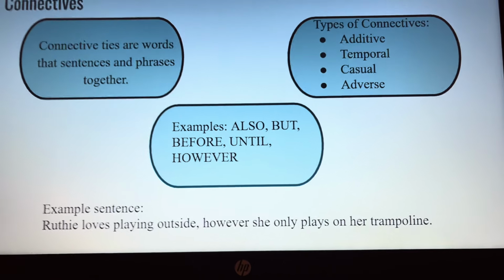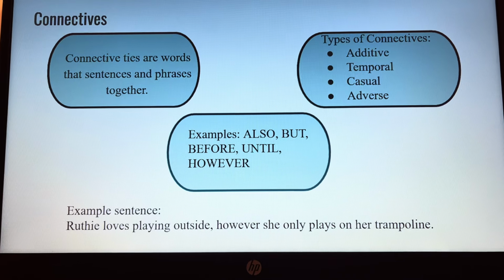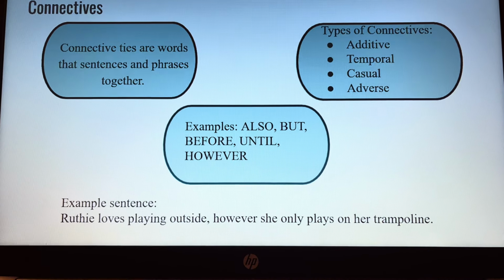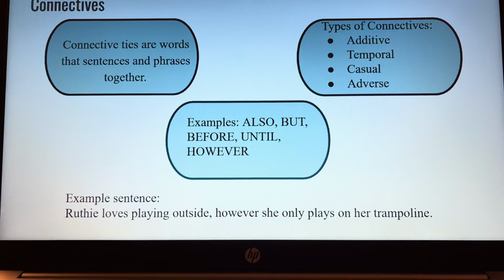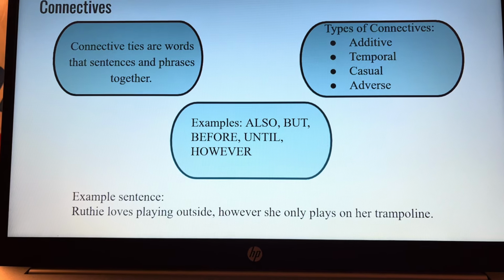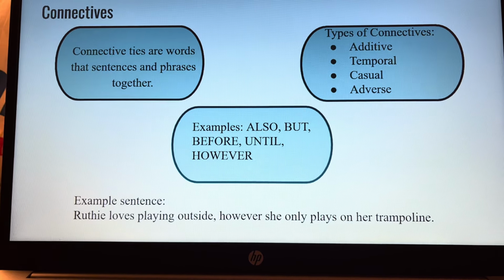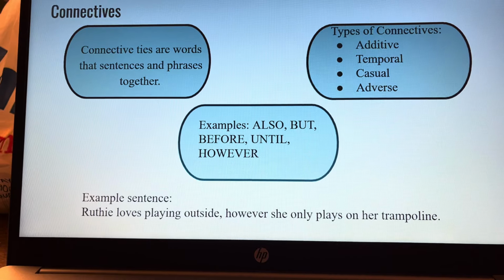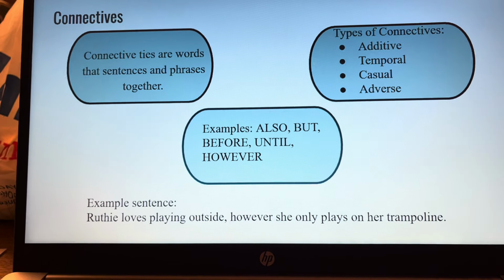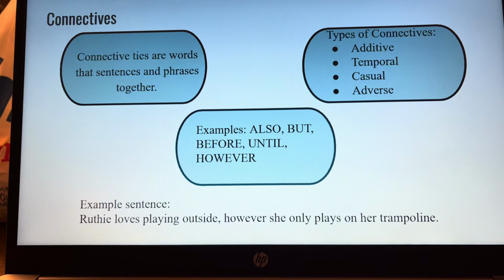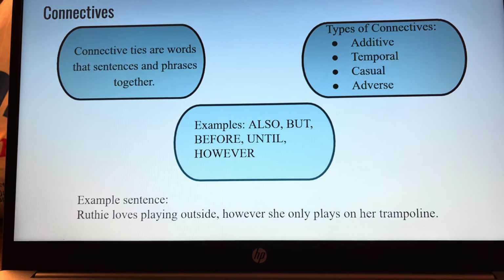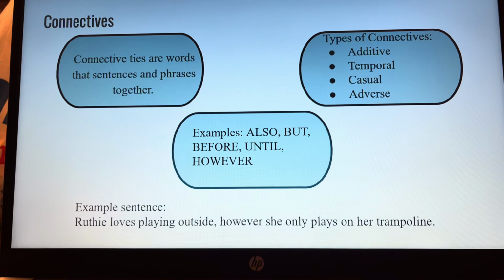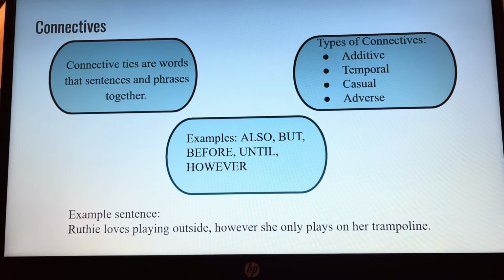For the connectives, connective ties are words that help sentences and phrases go together. Types of connectives: additive, temporal, causal, adversative. Examples could be also, but, before, until, and however. Example sentence: Ruthie loves playing outside, however she only plays on her trampoline.